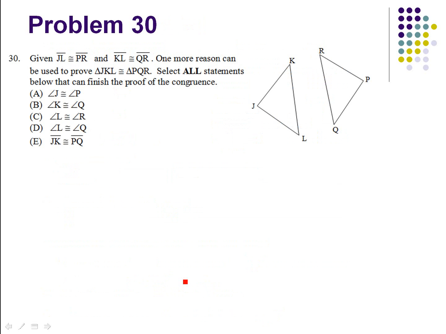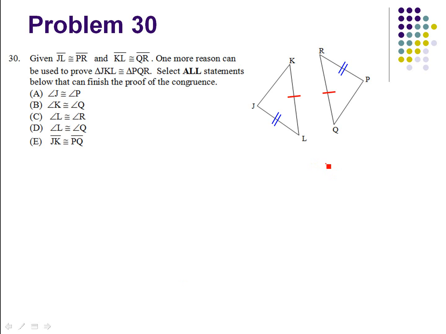Okay, problem number 30. This is about building up your triangles. So first mark the things that are given. JL is congruent to PR. KL is congruent to QR. I want to see which ways I can make these congruent. Now, they'll be congruent if I need one more piece. You need 3 pieces to show congruence.